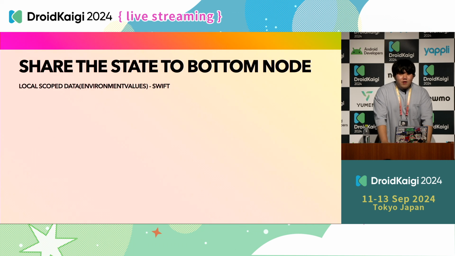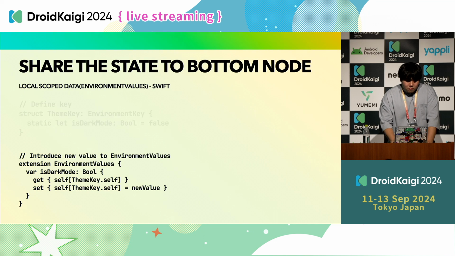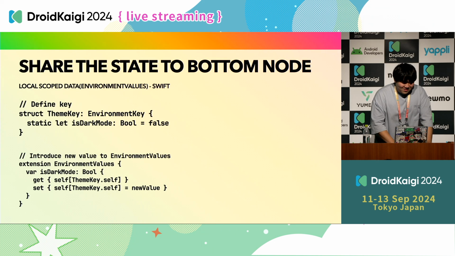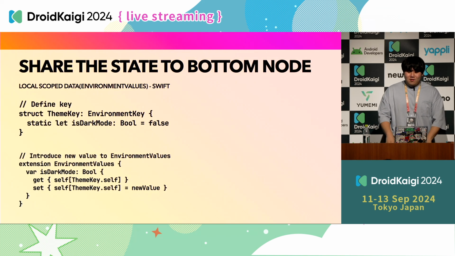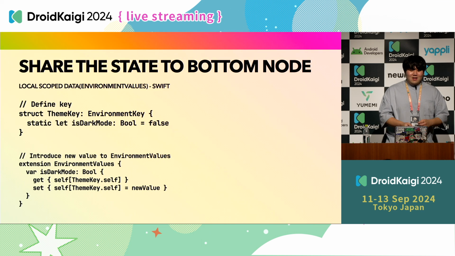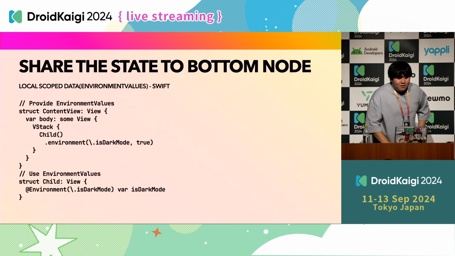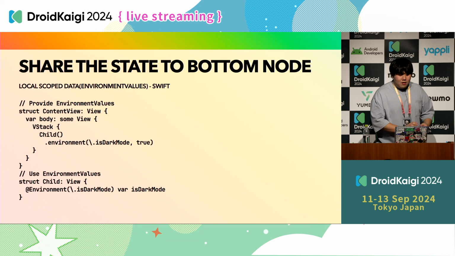In SwiftUI, environment values usage is also the same as composition local. First, we define a key for environment values by conforming to the EnvironmentKey protocol. Next, we extend EnvironmentValues to include our custom environment value. In this code, you'll notice that the variable isDarkMode serves as an entry point to access the value associated with the key. As you can see here, you simply provide and use environment values.